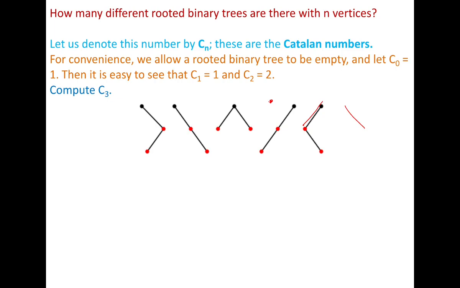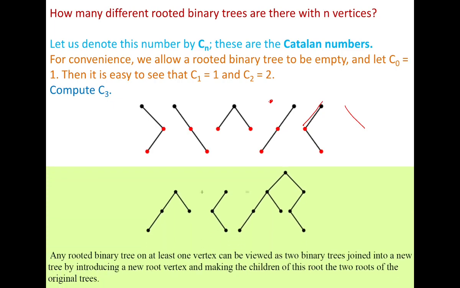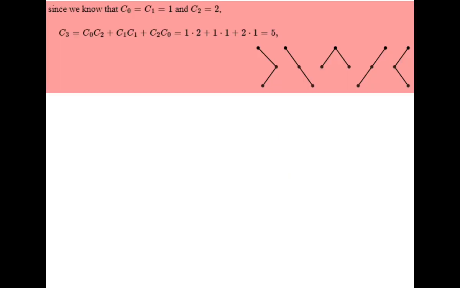Now there comes an important observation which says that any rooted tree can be viewed as two binary trees. If you see this rooted tree, it can be seen as the sum of two binary trees, and you introduce a root and make them the children of this root. So, two binary trees are joined into a new tree by introducing a new root vertex and making the children of this root the roots of the original trees. If we follow this rule, then we can write C3 as follows.